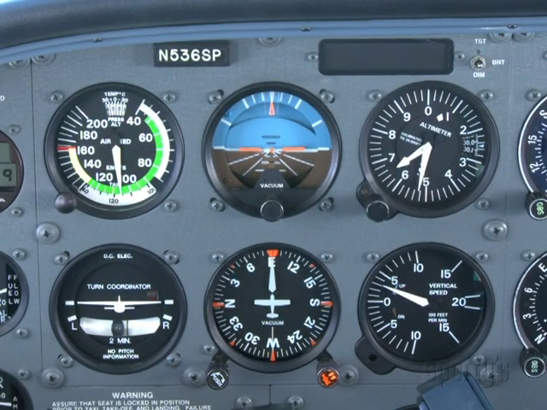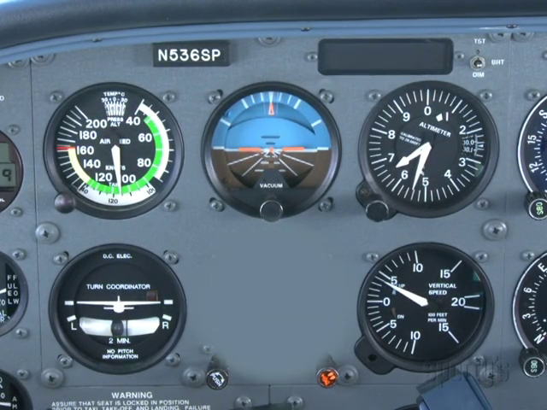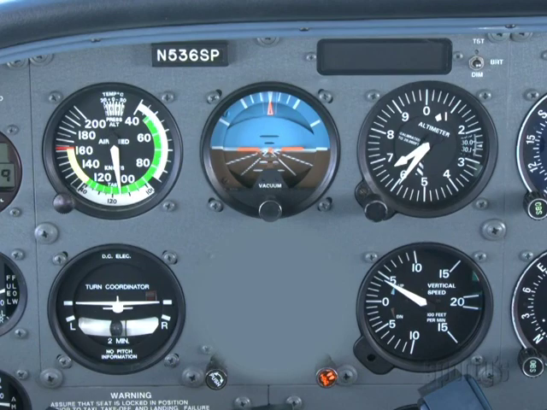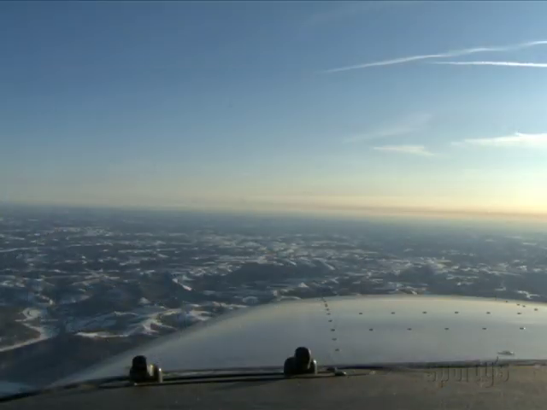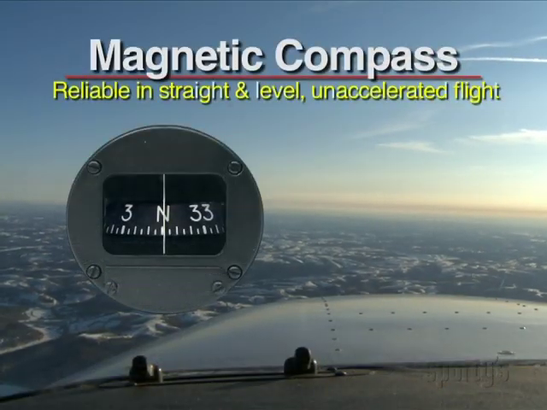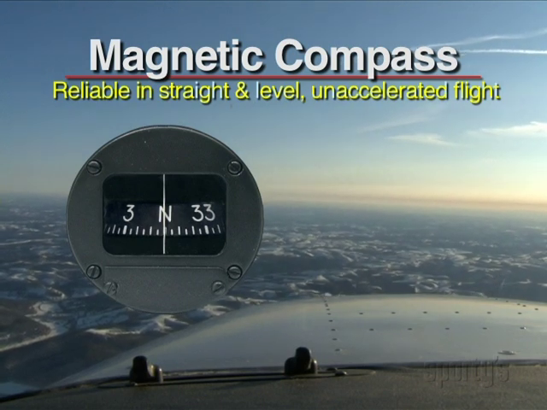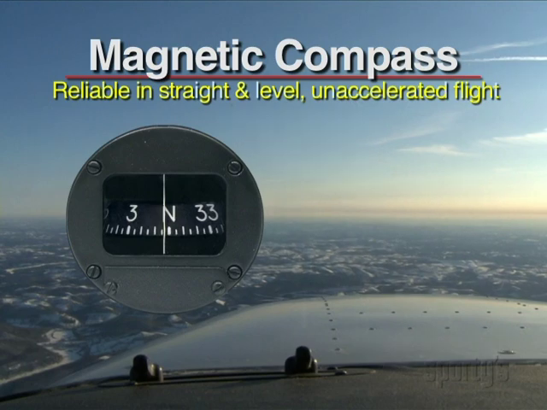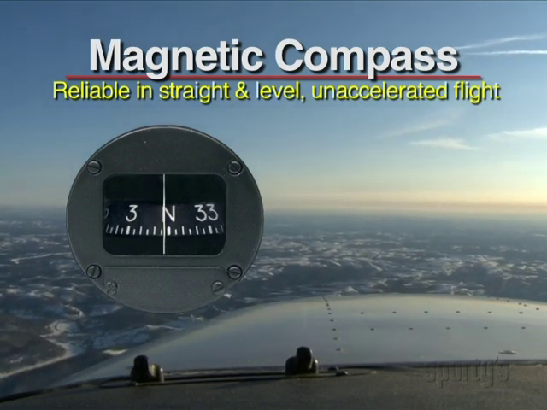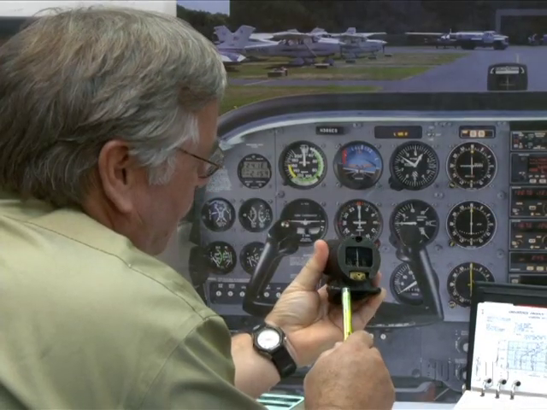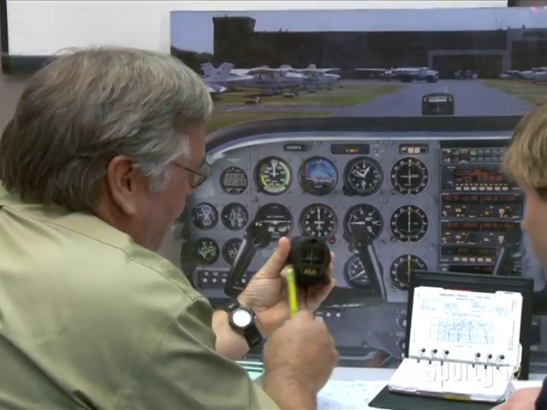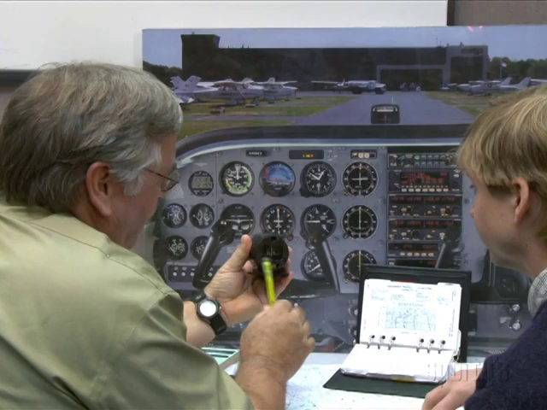Now let's look at partial panel heading control in this situation. This is difficult for several reasons. First, because the airplane tends to be less stable in bank than in pitch. Second, the magnetic compass, which is usually the only heading instrument left, can only be relied on when the airplane is in straight, level, unaccelerated flight. From your private pilot certificate training, you'll recall that lag and lead and acceleration errors are caused by magnetic dip.